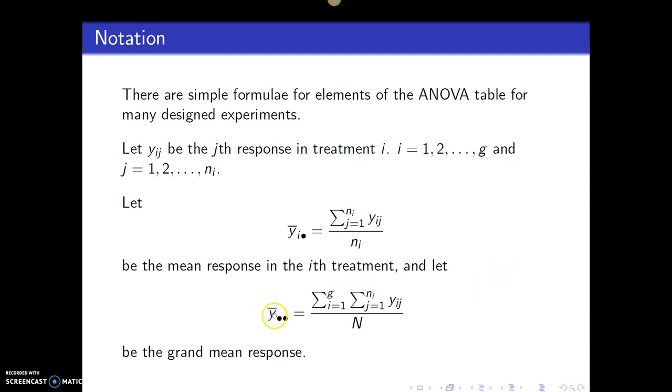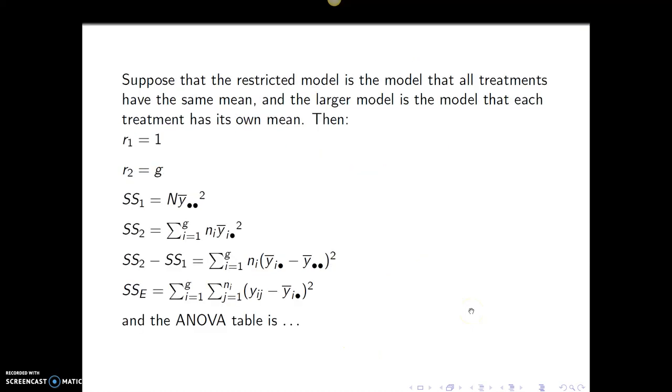And then let y bar dot dot, so notice when we have a dot, that means it's summed over. The j in this case is summed over, but if we sum over the i and the j, we're getting the overall or grand mean. And notice that's just all the observations summed up. So every yij, we sum across each group and within each sample size within each group and divide by big N. And that gives us our grand mean. So let's say that we have a restricted model that is that all treatments are the same, and the larger model is that each treatment has its own mean.